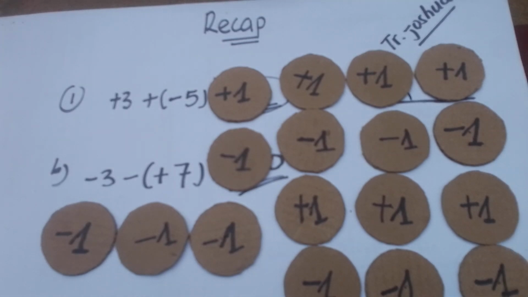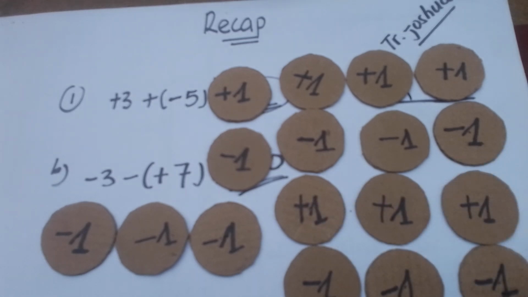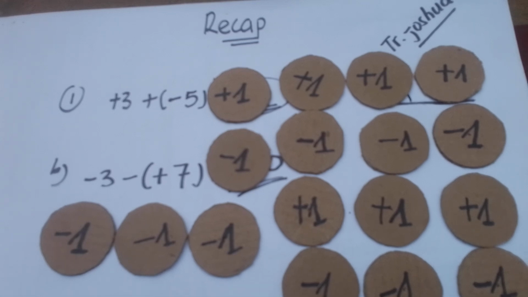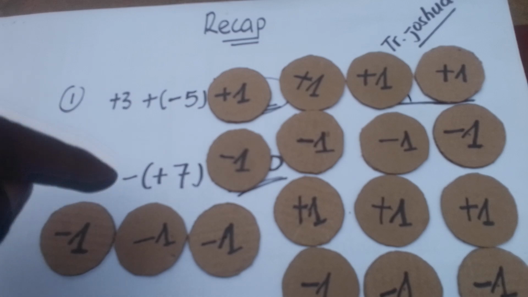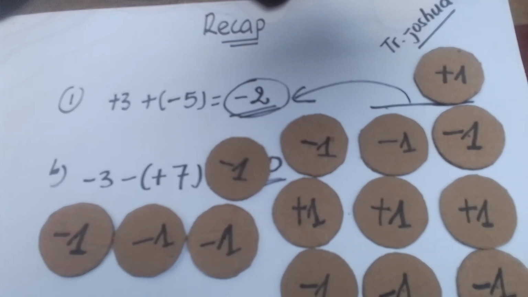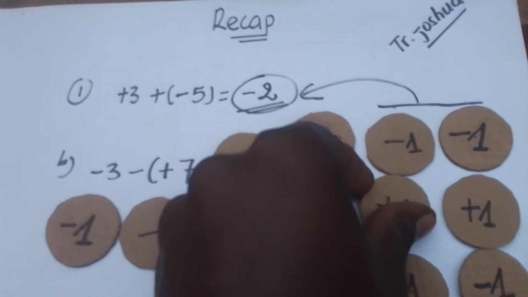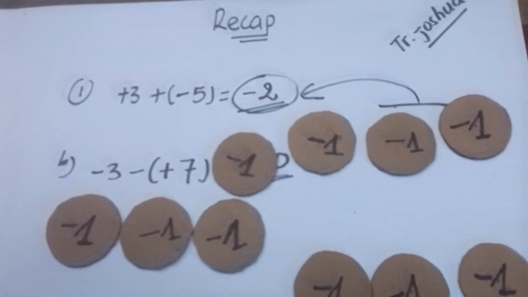Now, how many positives do I have? 1, 2, 3, 4, 5, 6, 7. We have already 7 positive counters without changing the value of negative 3 because all of these are 0 pairs. Now we can remove positive 7 as it is instructed in the problem. 1, 2, 3, 4, 5, 6, and 7.